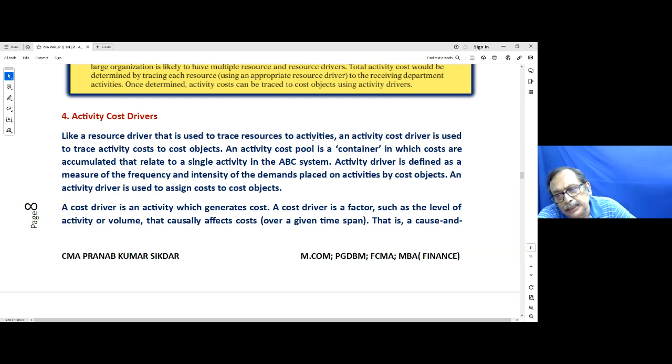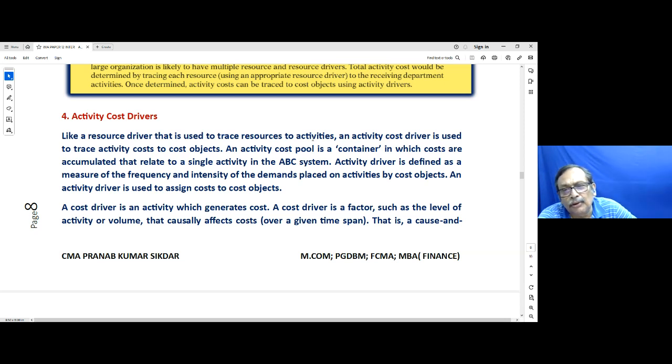Now you may be interested in knowing the meaning of activity cost drivers. A resource driver, which I have already explained, is used to trace resources to activities. So there will be a linkage, or tracing, between resources and activities. An activity cost driver is used to trace activity cost to cost objects. Cost objects are the ultimate place where you are going to charge the supporting overheads over the products.